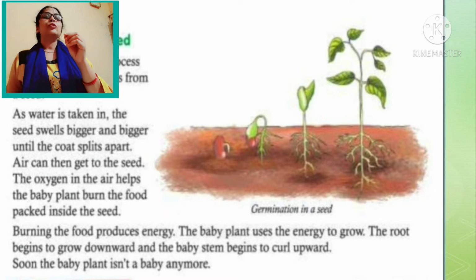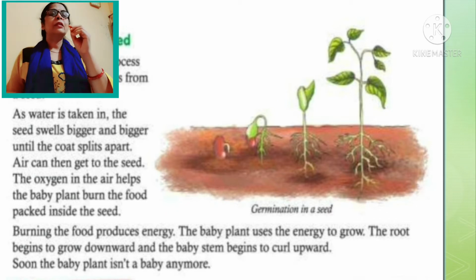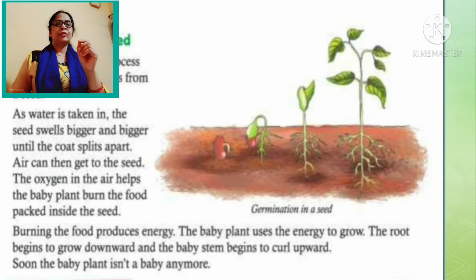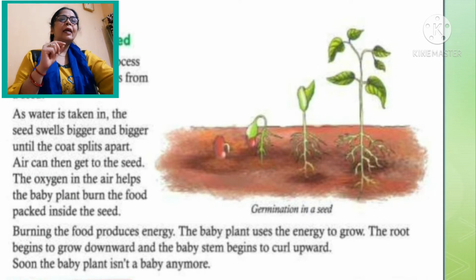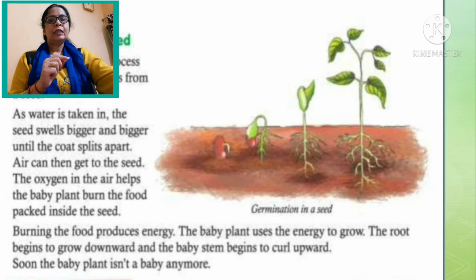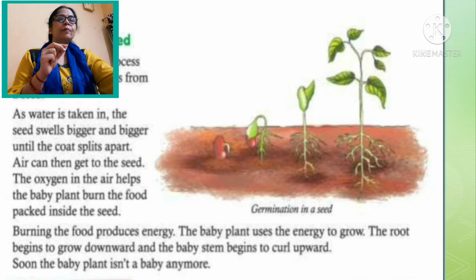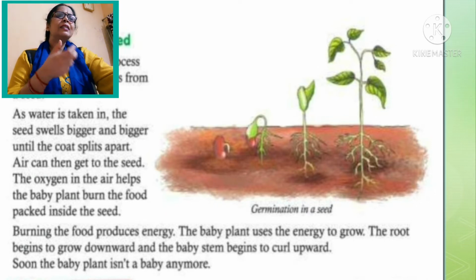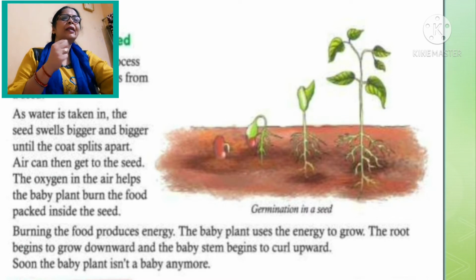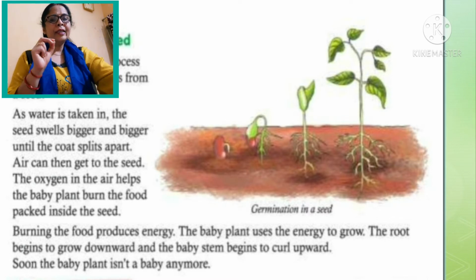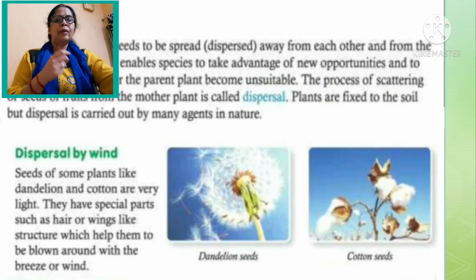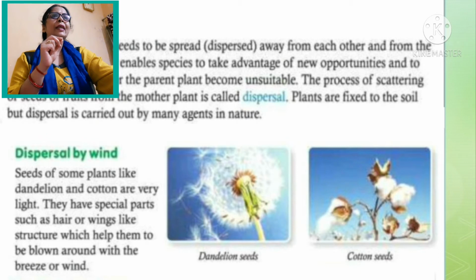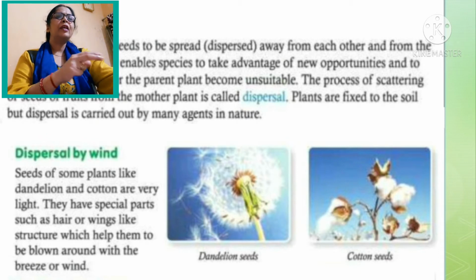Now I am going to explain the dispersal of seeds. The process of spreading of seeds to different places is called dispersal of seeds. If we plant many seeds close to each other, they will compete for food, water and sunlight. So it is necessary that seeds be dispersed for their growth. Dispersal of seeds can be carried out in many ways.